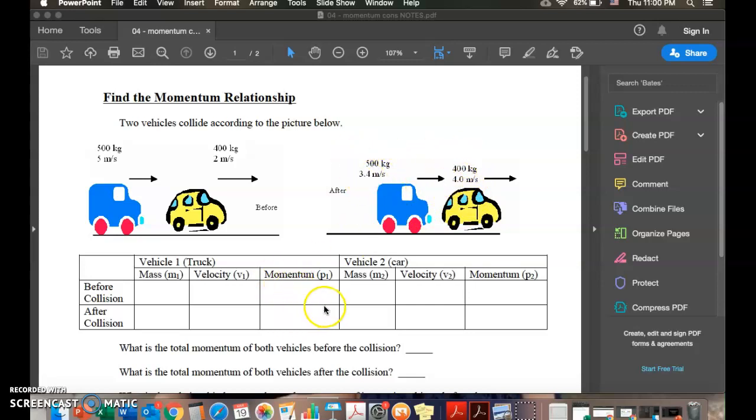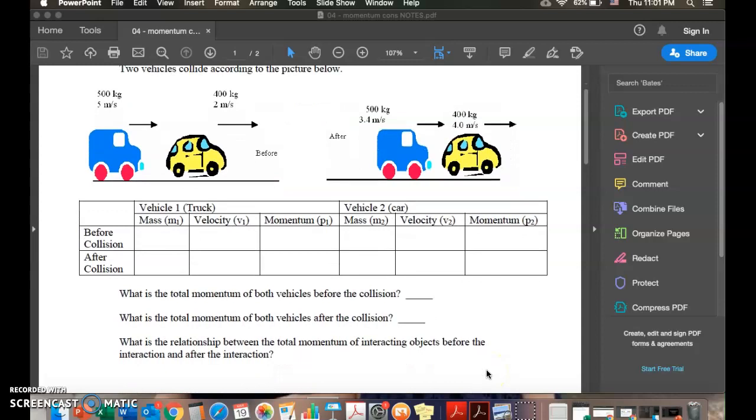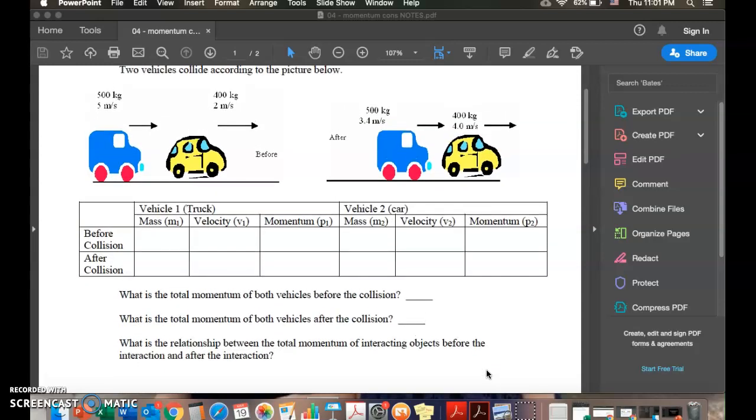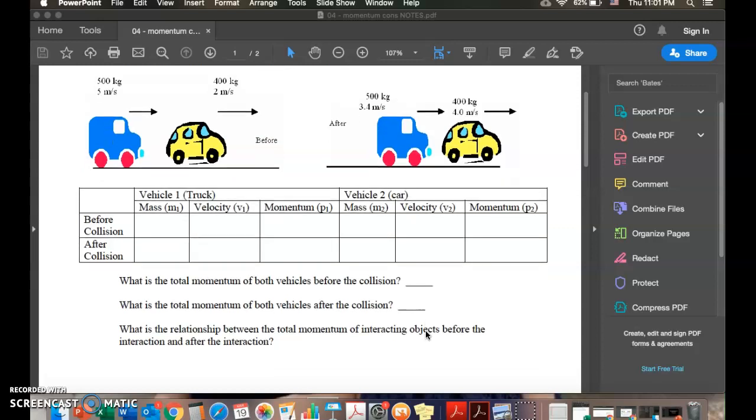Then after the collision we use these values for the truck and the car, and then when you add up the momentum before, so you have to add this first value plus this value over here, that will give you the answer to this question right here. Then you add the momentum after, that gives you the answer to this question. And what happens is the two numbers wind up being the same. And this is an important relationship in our next topic, which discusses the momentum before an interaction and how it's equal to the momentum after the interaction.